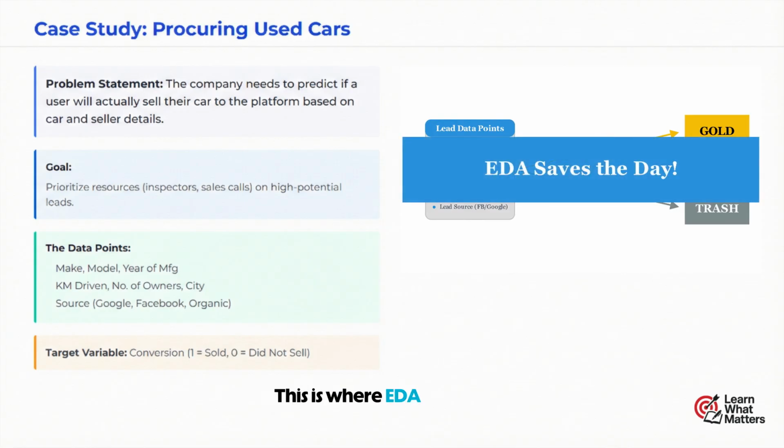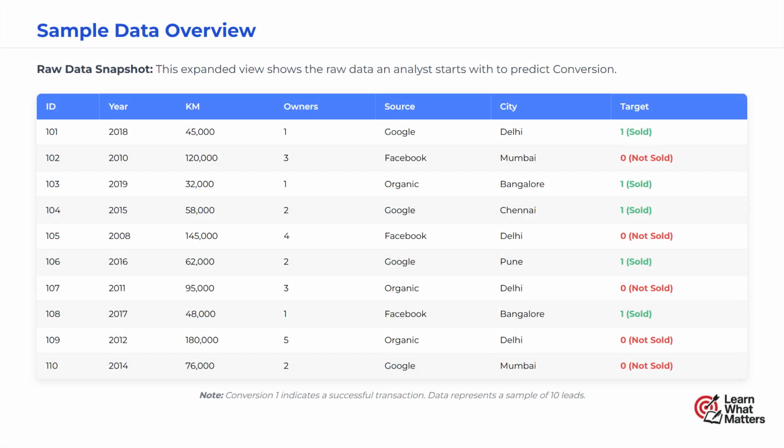This is where EDA saves the day. Here's what the raw data looks like. A bunch of rows with car details and either sold in green or not sold in red. Right now, this is just numbers on a screen. But watch what happens when we start digging into it.